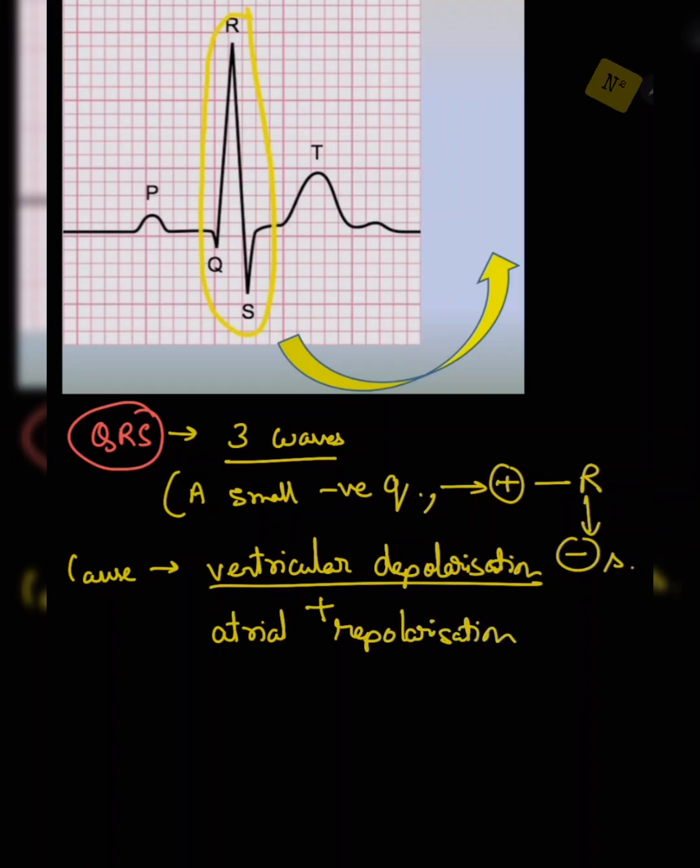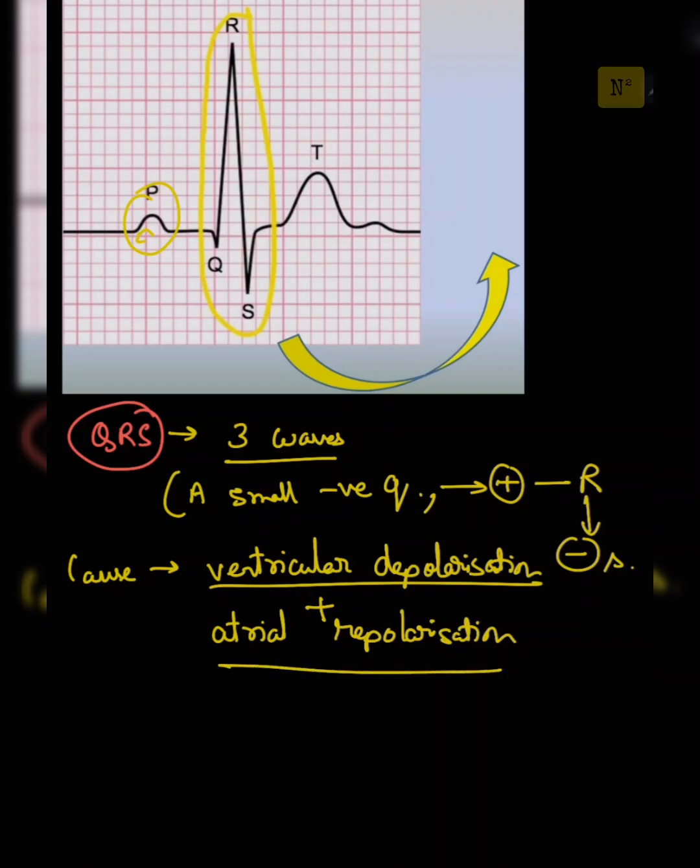So the P wave was showing you the atrial systolic phases or the atrial depolarization phase. The QRS complex is showing you the ventricular depolarization. Along with that, the atrial repolarization phase is also hidden inside this complex.